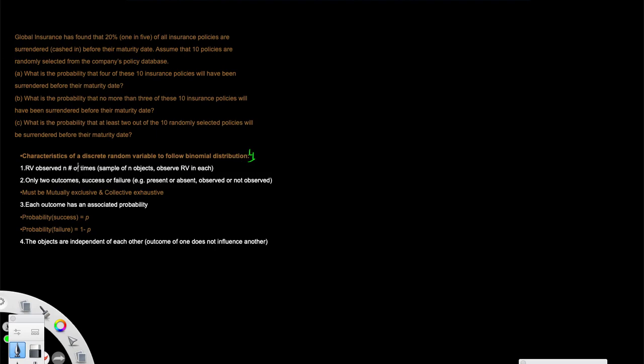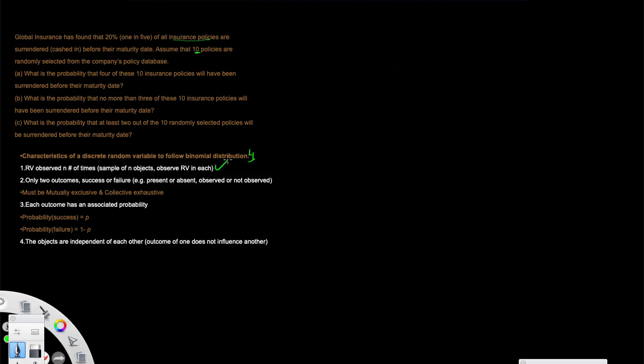Condition number one, obviously, we'll see that these are random variables and they are discrete because what we measure here are insurance policies. Insurance policies can only be counted such as 0, 1, 2, 3, 4. You cannot have half a policy. It's either you have a policy or you don't. So in that case, we know for sure now that we have discrete data. And the first condition, the random variable is observed 10 times, so this one has been met.